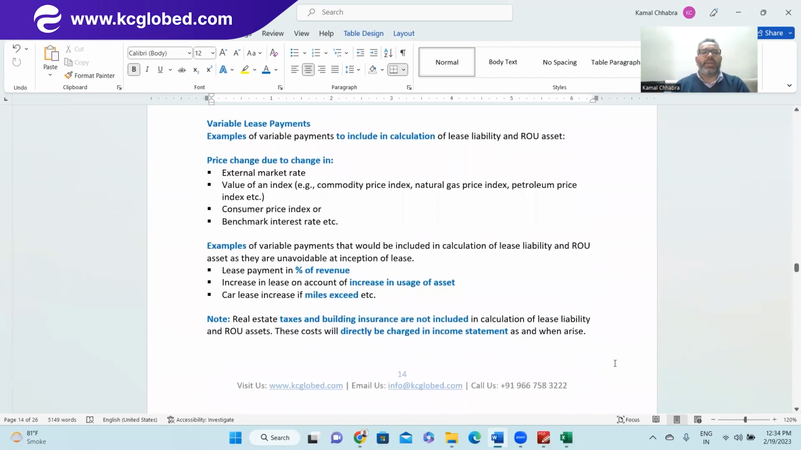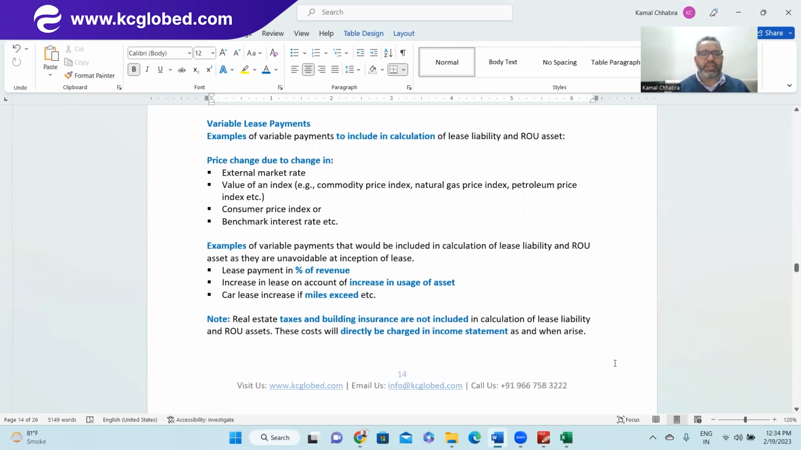In this particular class of financial accounting and reporting, I'll be covering part 6 of ASC 842, that is lease accounting. In this video, we'll be discussing in detail variable lease payment, lessor consideration and the residual value. So let's dive in to understand more in detail. Now we are starting variable lease payment.